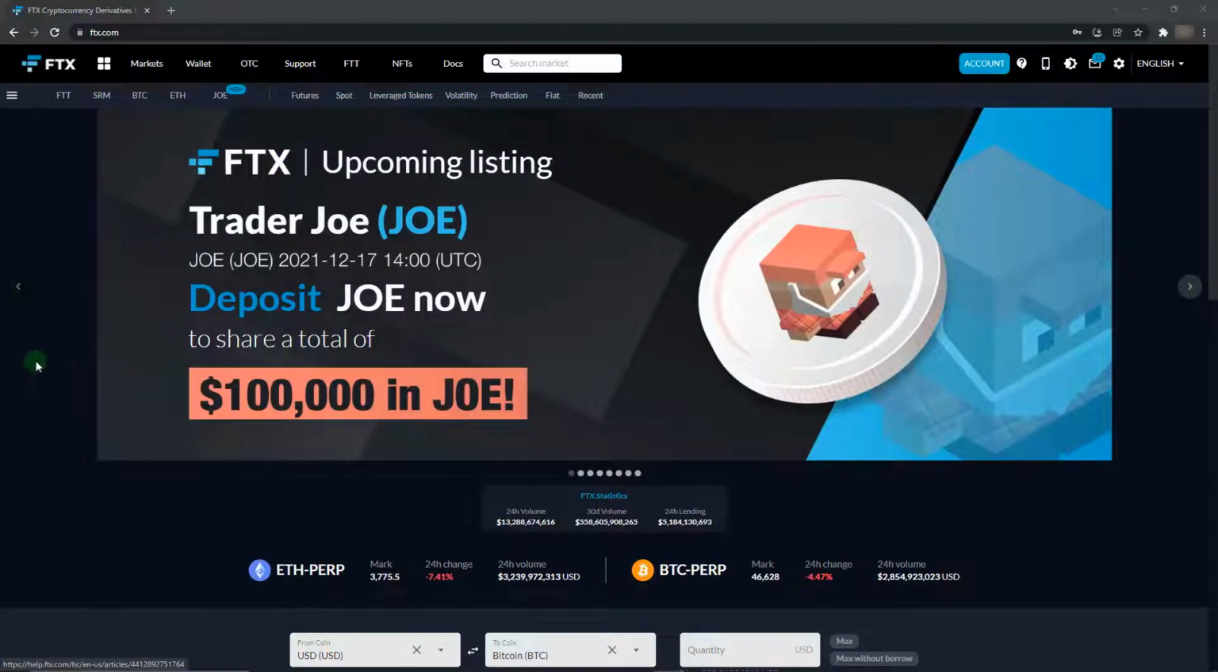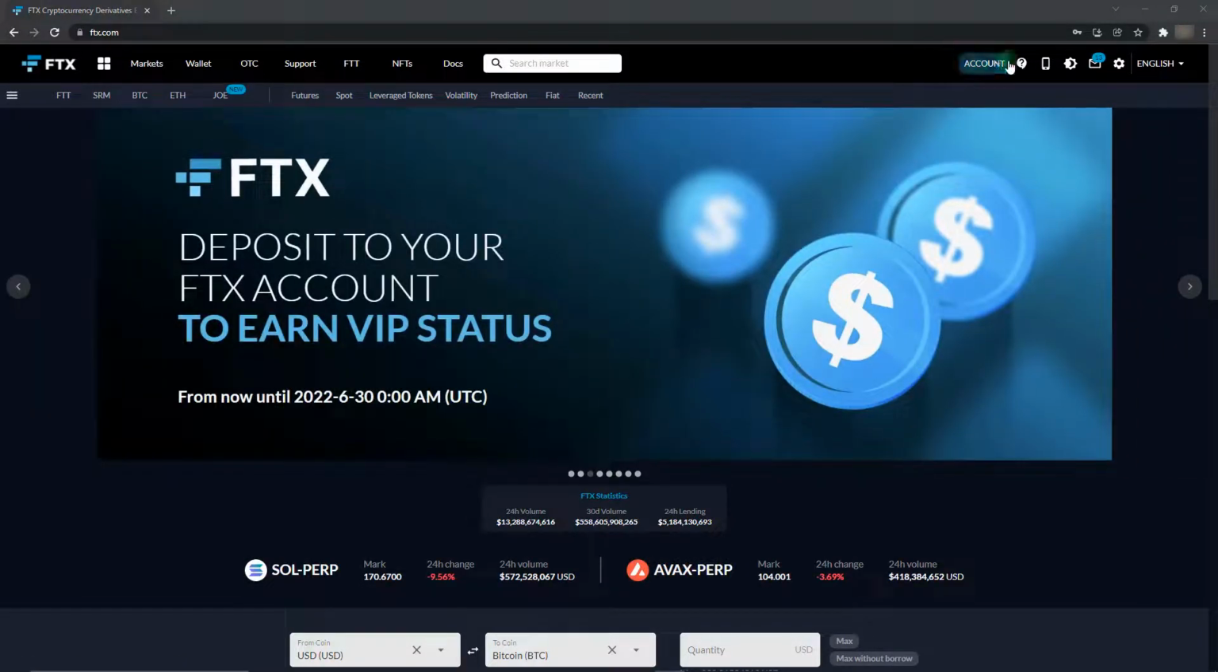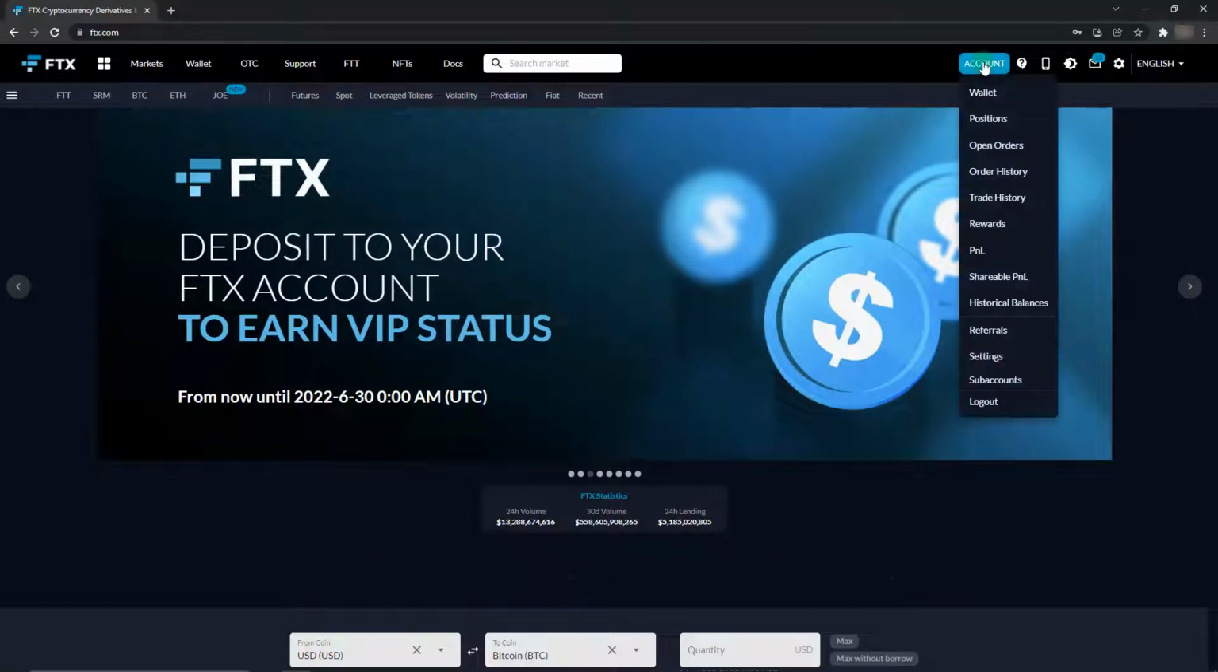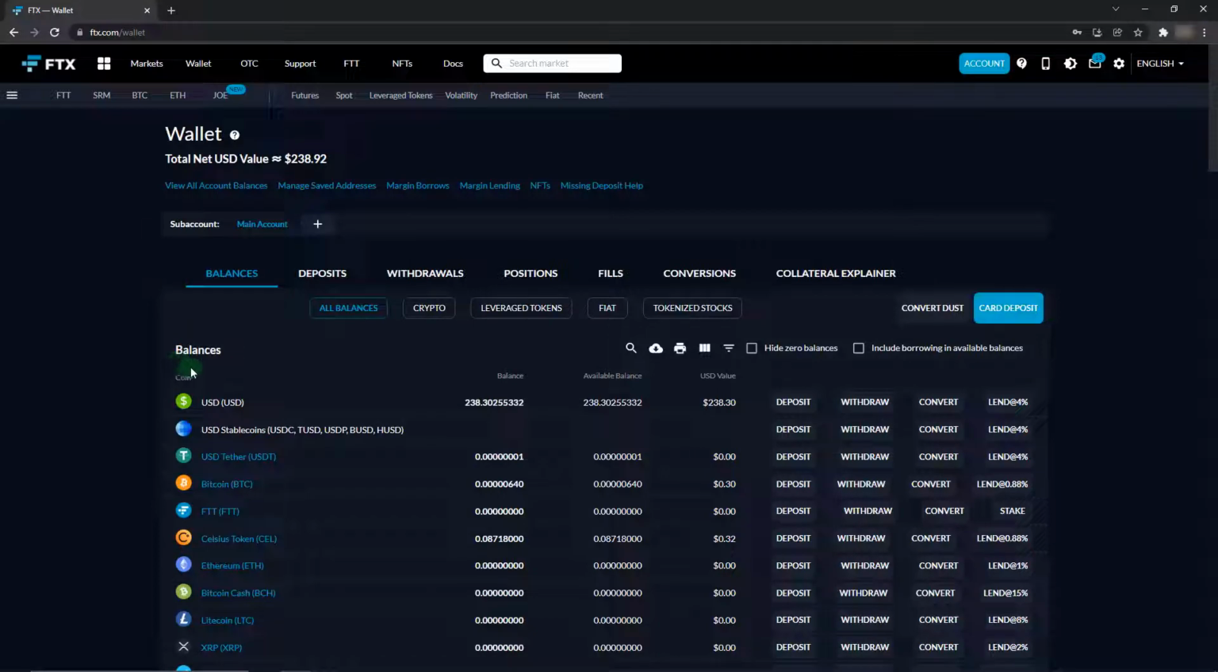So once you have created your own account, you can click over here. Well, in your case, the name that you use to register your account will appear over here. So when you click over here, and if you go to wallet, you will be able to see the current balances of your coins and tokens. Well, in your case, if you just created the account, then all of the balances are going to be zero. Right over here, you can see that my current balance is $238.3 US.